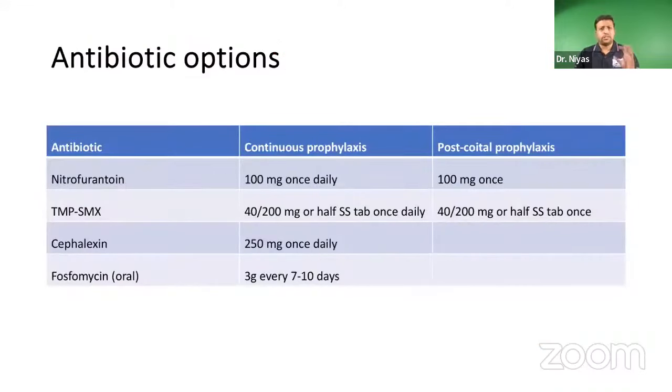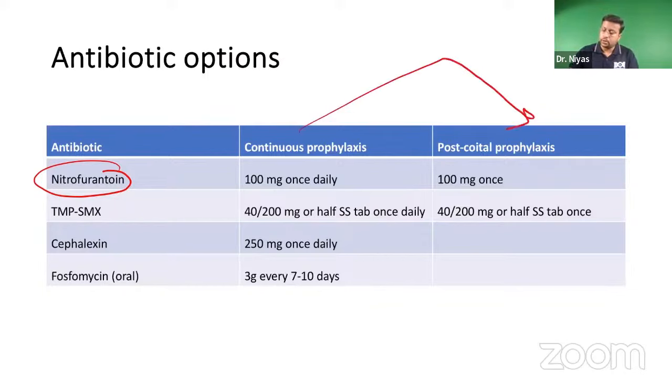And again, some patients will not improve on all these measures. They'll get recurrent urinary tract infections. And if they satisfy this criteria of recurrent urinary tract infection, you can give them antibiotic prophylaxis also. So what are the antibiotic prophylaxis that we have? Again, nitrofurantoin is the drug of choice, because most of our E. coli are sensitive to nitrofurantoin. So the prophylaxis can be either continuous or post-coital.